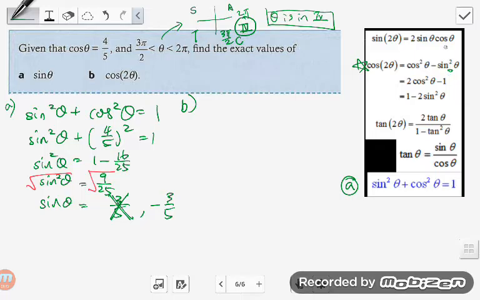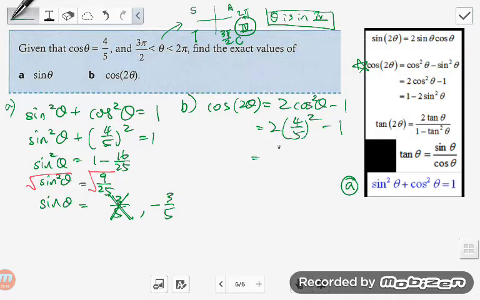So either one of them. We have 3 choices here. It doesn't really matter which one. They're all going to give us the same answer anyway. So I will use, say, cosine 2 theta is equal to 2 cosine squared theta minus 1. So cosine 2 theta is equal to 2 times, cosine theta is 4 over 5, so this is 4 over 5 squared, minus 1.